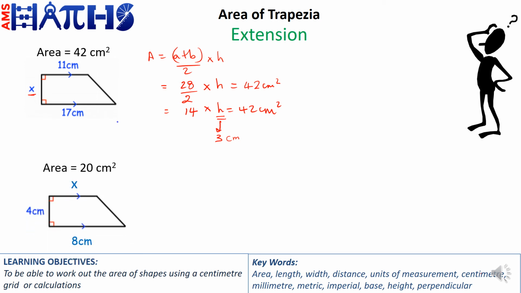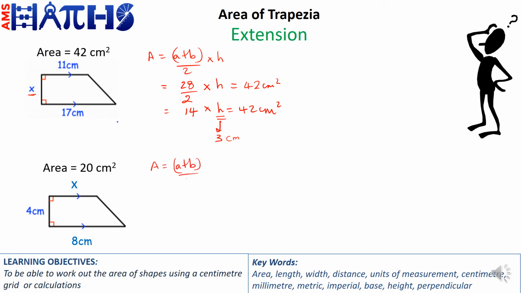Let's try another example. We've been given a trapezium again. This time the area of our trapezium is 20 centimeters squared. We have been given one length of the parallel sides, and also we've been given the height of the trapezium. So we're going to write the formula.